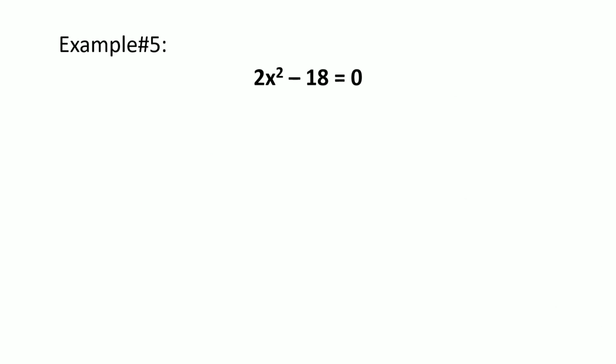Okay, next, let us try this one. Now, as we can see here, the right side is already equal to 0, but it's not a trinomial, but still this is a quadratic equation. Now, let us identify what are the values of a, b, and c. A equals the coefficient of x squared. So we cannot see here a middle term, which is x. Therefore, b is equal to 0 and c is equal to negative 18.